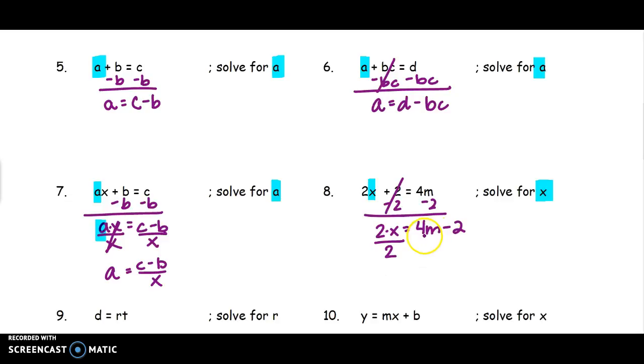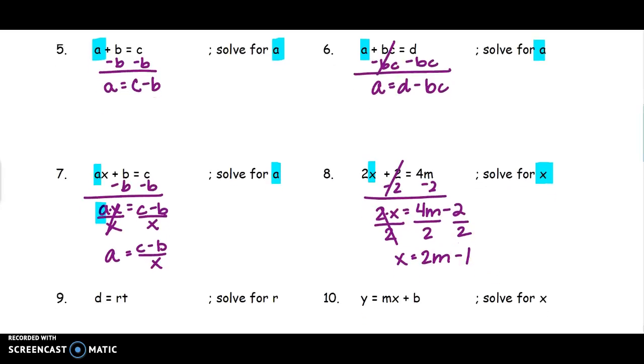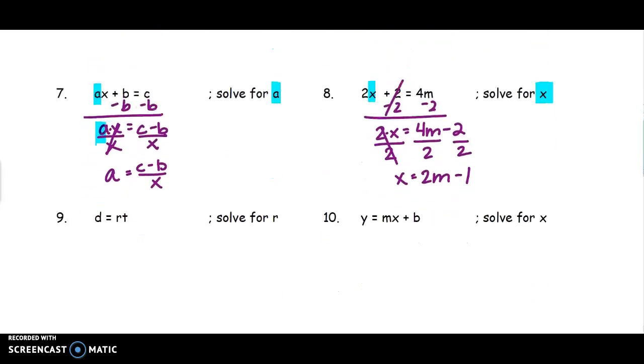And what you do to one side, you have to do to everything. At this point, since we have numbers, we have to look to see if we can simplify. So x is alone. 4m divided by 2 is 2m. Negative 2 divided by 2 is negative 1. And that would be your answer. So if you have numbers, please make sure to look to simplify.